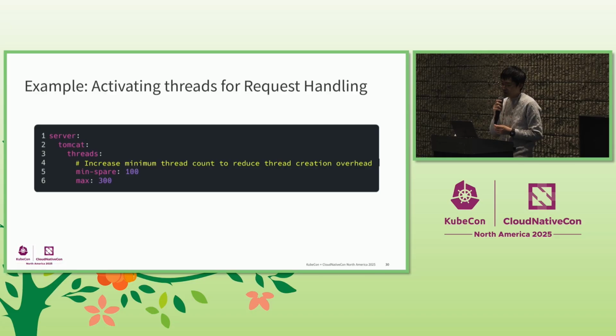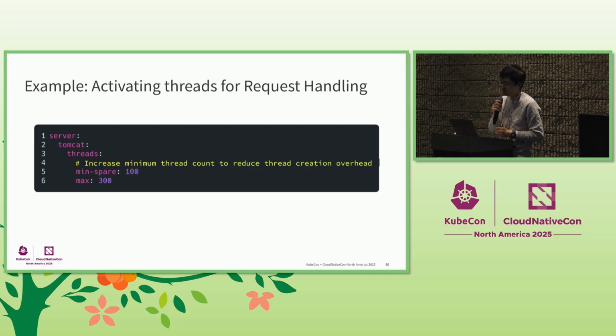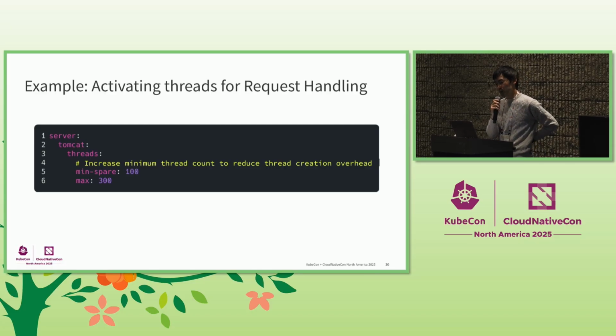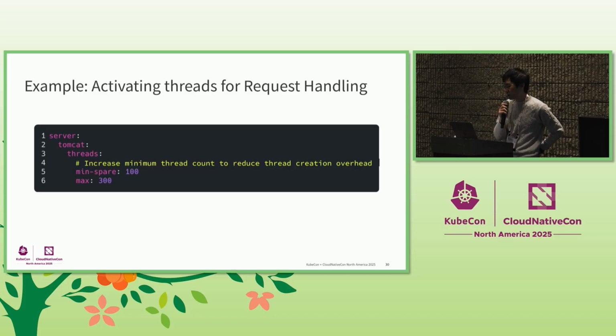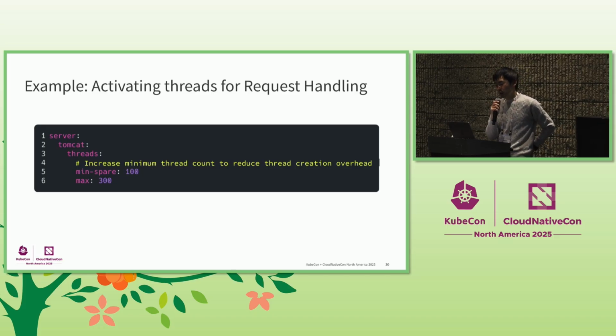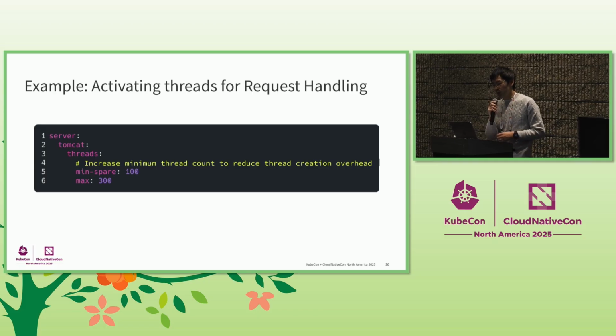Here we are applying a similar approach with threads used for request handling. In this slide, we are not setting the initial thread count equal to the maximum value because allocating too many threads means memory consumption remains high even when traffic is low. It's important to adjust this configuration with performance trade-offs in mind.